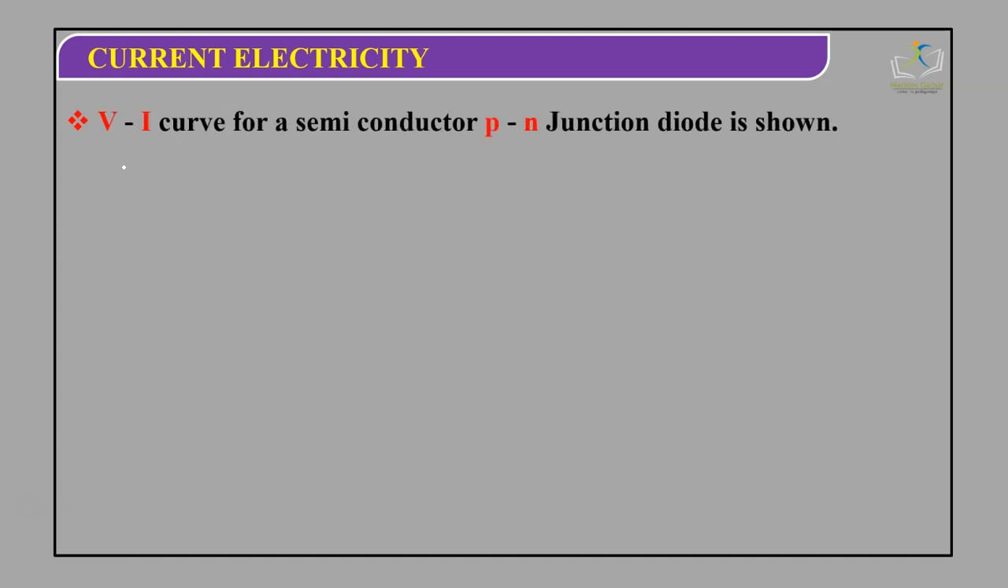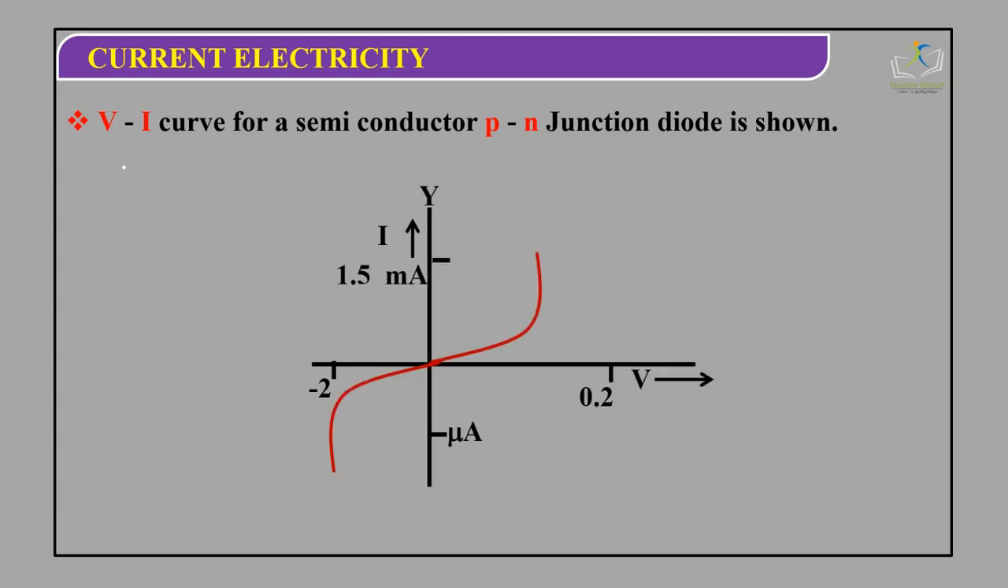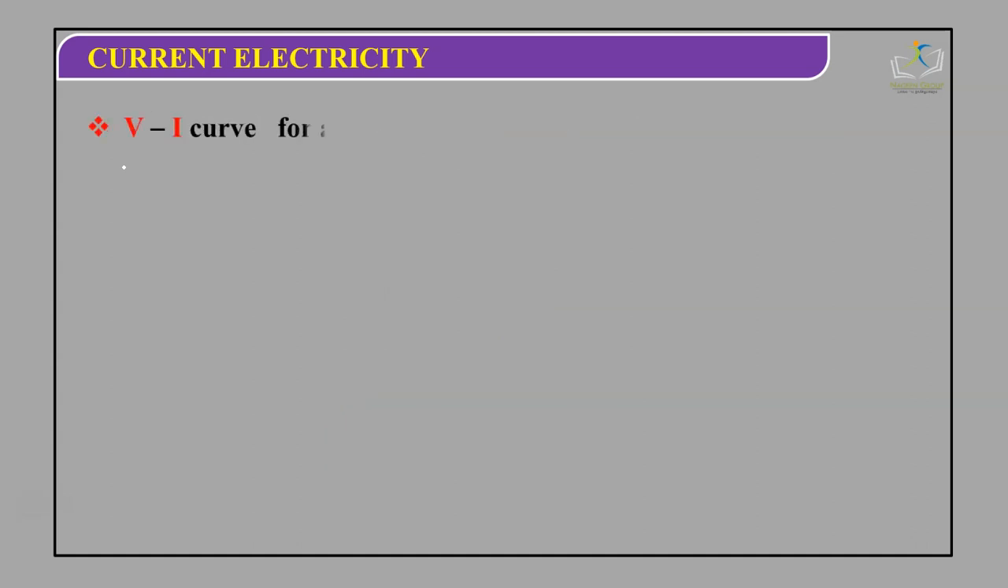The V versus I curve for a semiconductor PN junction diode is shown. Here again the curve is not a straight line. That's why we can say that this graph is also non-ohmic. The VI curve for a vacuum tube is not a straight line, as you can see.